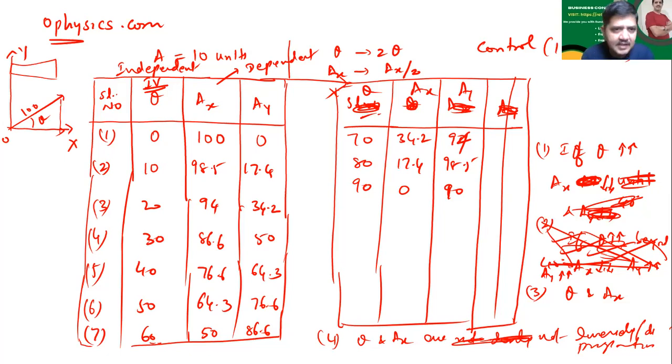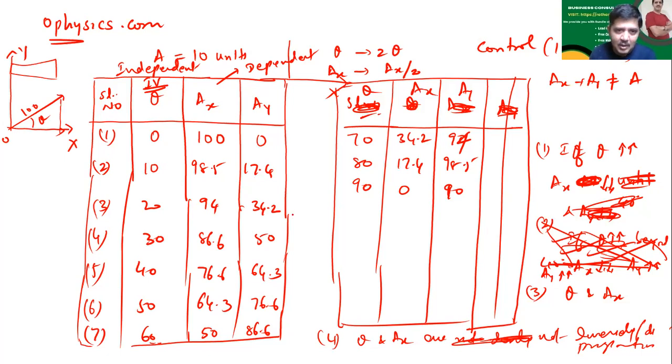Thus, so far we have learned how to conduct an experiment using physics, and we also learned how to resolve a vector. What are the consequences of resolving a vector? The x component decreases and the y component increases with the value of theta increasing across the x direction. We also saw that AX plus AY is not equal to A. What is A? A is 100 units. Here you see 98.5 plus 17.4 is not equal to 100.